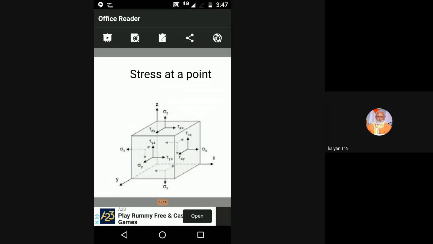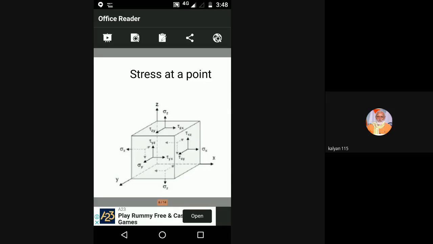Now we can observe that this is a three-dimensional body. On each plane, how many directions are there? Three directions. That means on each plane, three stresses are there. One is the normal stress, but what are the remaining two? Are they parallel or tangential to the plane? Please remember the stresses which are induced parallel or tangential to the plane are called shear stresses. The shear stress is represented by tau.